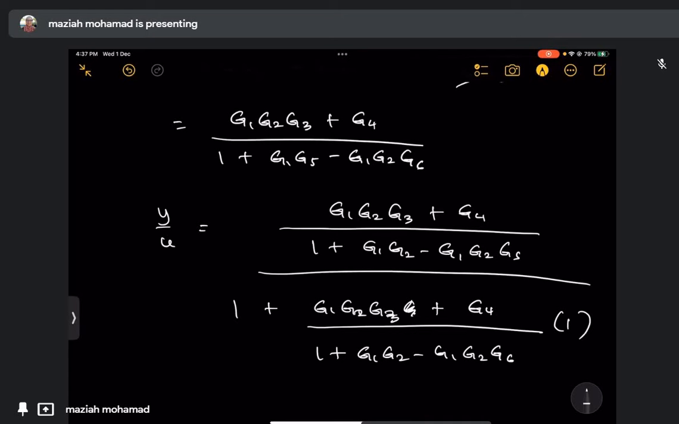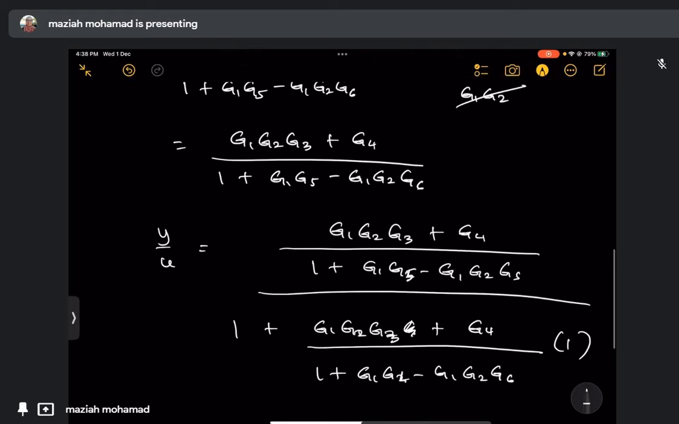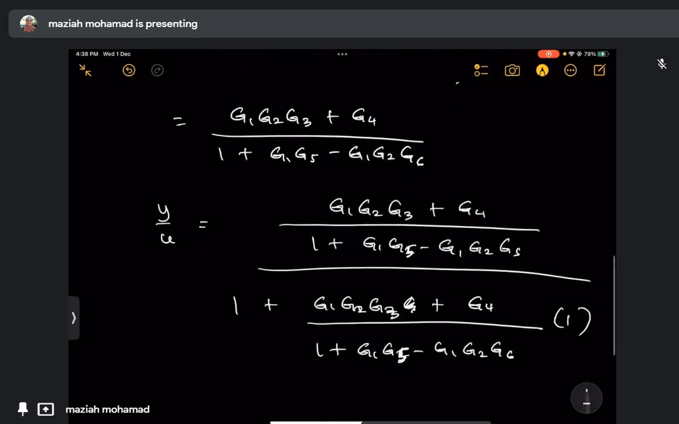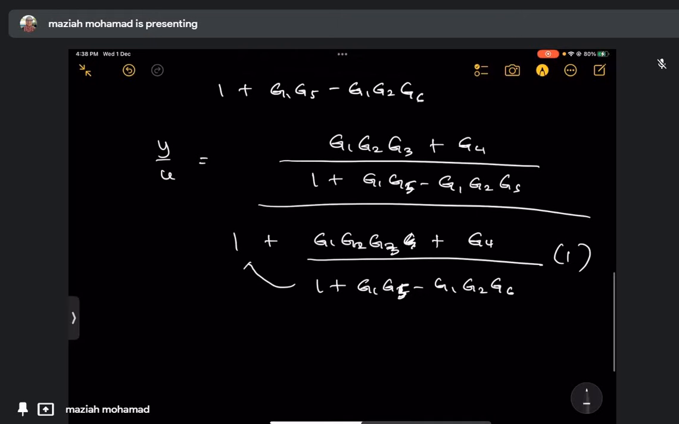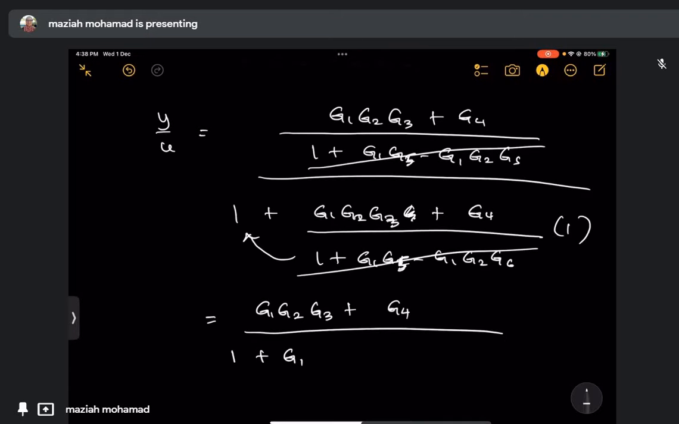Is it supposed to be 1 plus G1 G5 minus G1 G2 G6? G1 G5, yes. Correct. So you will multiply the two here, then you can cancel these two. So you will get G1 G2 (G3 plus G4) divided by this upper term, 1 plus G1 G5 minus G1 G2 G6, plus G1 G2 (G3 plus G4).